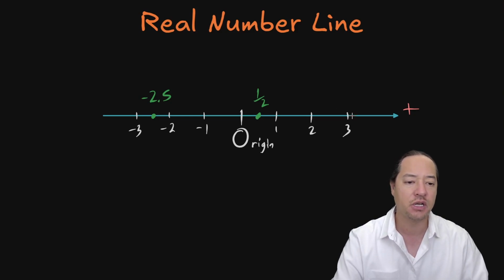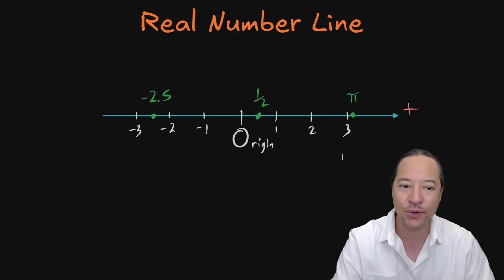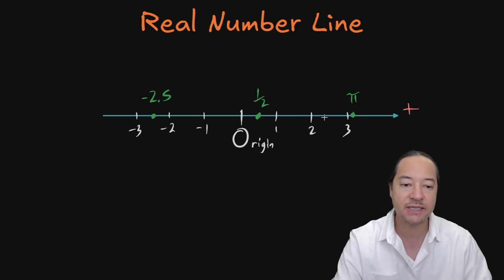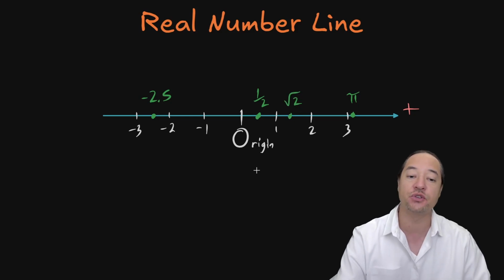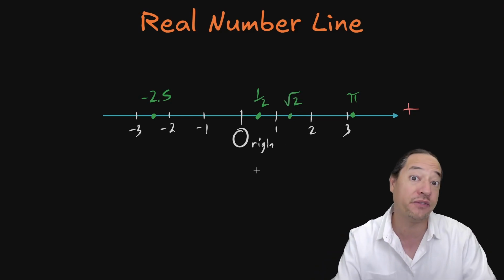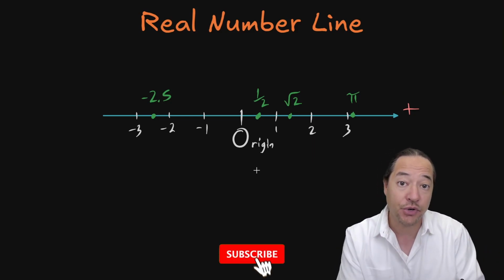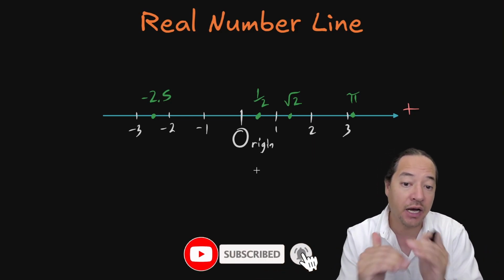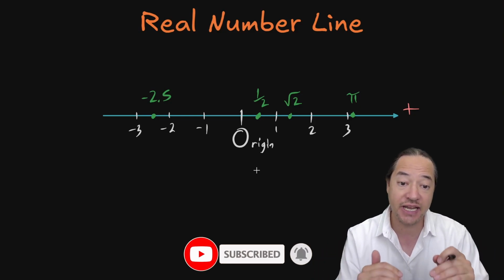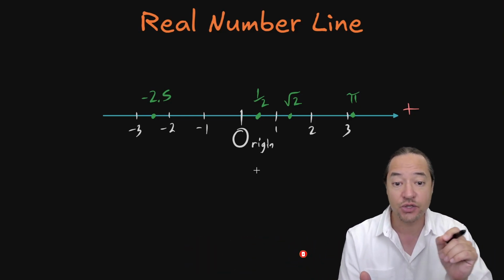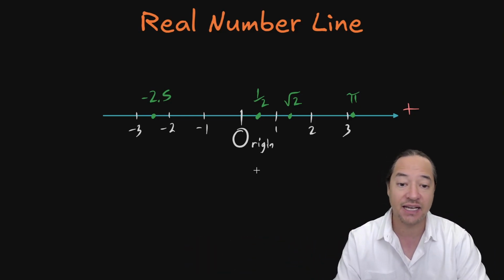We could imagine maybe over here, we're going to have the point pi, because that's like 3.14. And maybe somewhere over here, this is the square root of 2, because that's going to be something like 1.4 something. So any real number can be plotted on the real number line. You essentially give it a coordinate, then you can draw the point on that line.